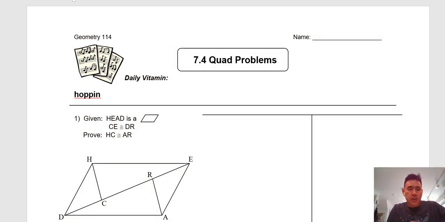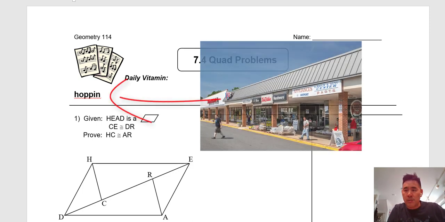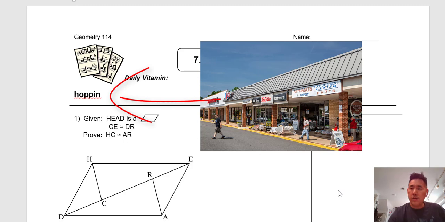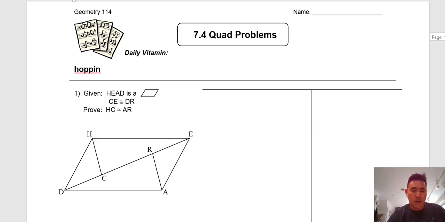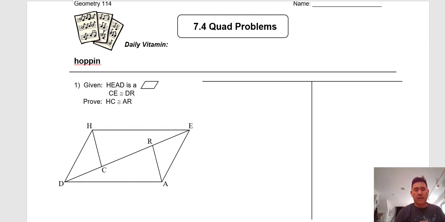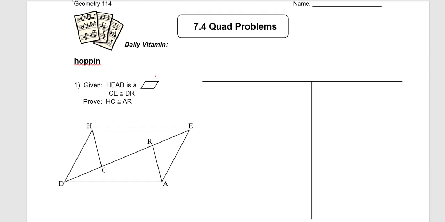So in this next section, 7.4, we're going to take the properties and the definitions that we learned in the last section, and apply them to some problems and some proofs. For the first problem, it's a proof, and it says that HEAD is a parallelogram. That's what this symbol means.